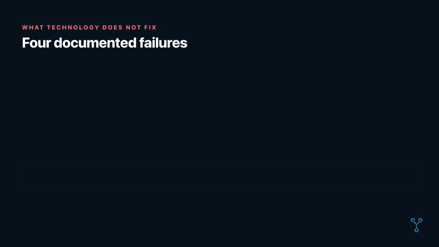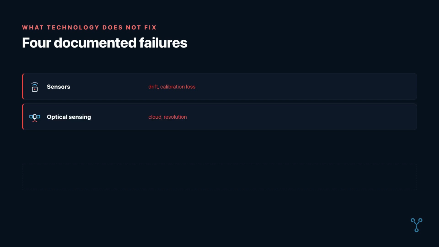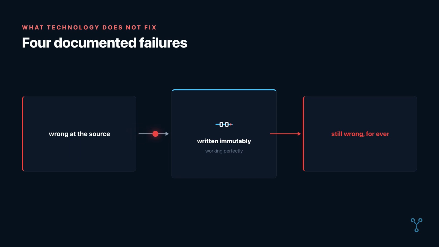However, consultants must remember that technology categories have documented failure modes. Sensors suffer from drift and calibration loss. Optical remote sensing is limited by cloud cover and resolution constraints. Automated data pipelines can experience silent failures, where data stops flowing without triggering an alert. Furthermore, an immutable ledger entry of a wrong number is still wrong.